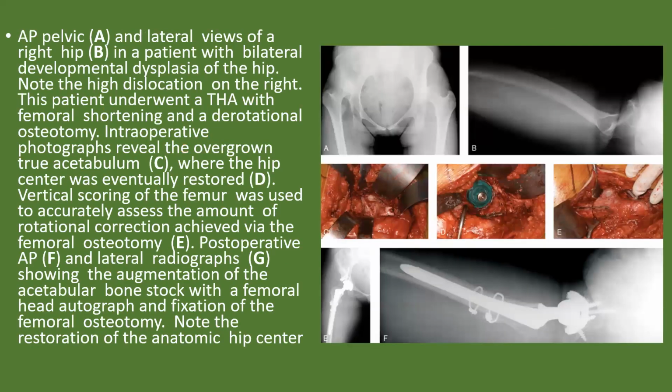This is showing you how you have a high riding hip, a Crowe, I would say 2 to 3, and how the hip is brought down to the true hip center. And an osteotomy was done, a porous coated stem was applied, and this shows how this is being done.